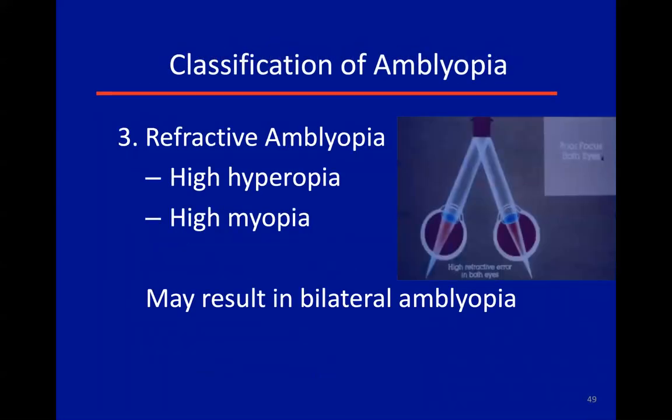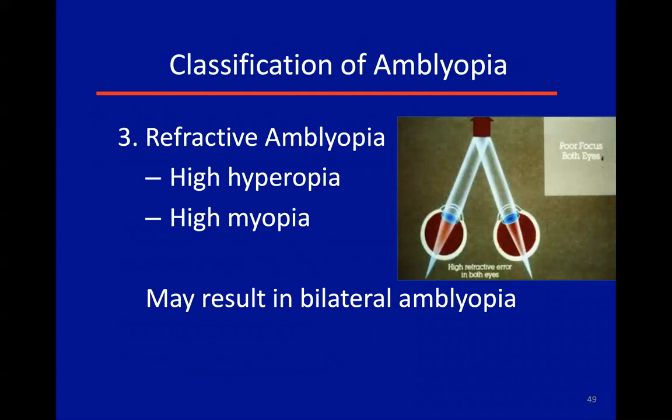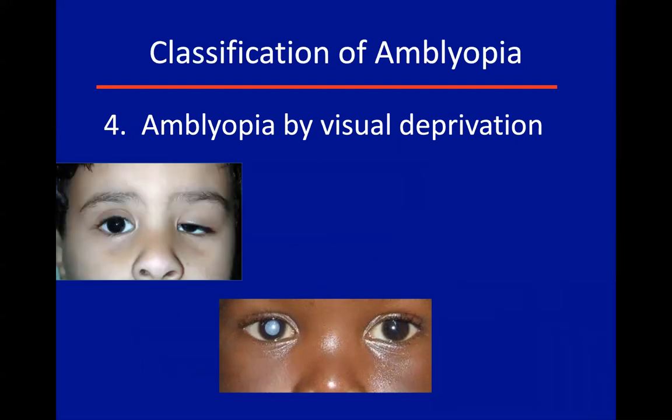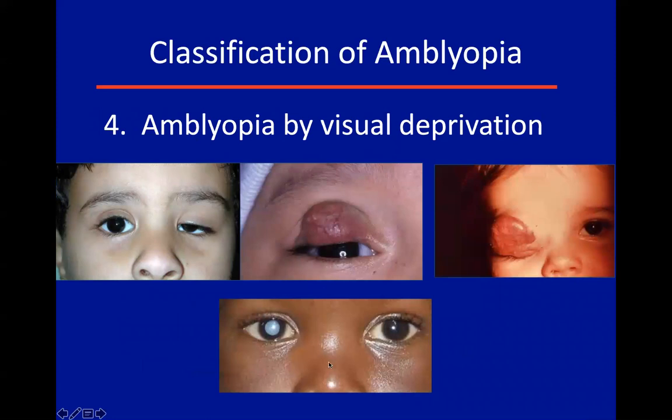All right, and then we have what we call the refractive amblyopia. You can either have high hyperopia or high myopia, and this results in bilateral amblyopia. So these are the classifications of the amblyopia. And then the most important is amblyopia by visual deprivation. Remember what we talked about? Something is not allowing the light reflex, as you see here, to reach the macula to go to the brain.